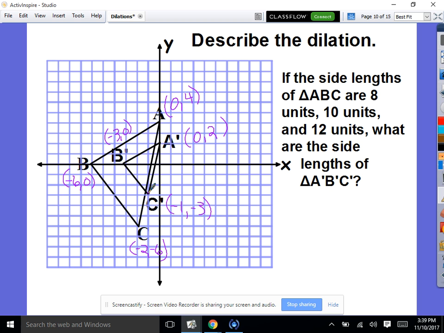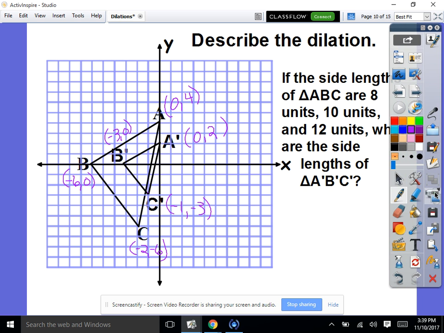So now, if we look at ABC, triangle ABC has sides of 8, 10, and 12. So let's highlight that.